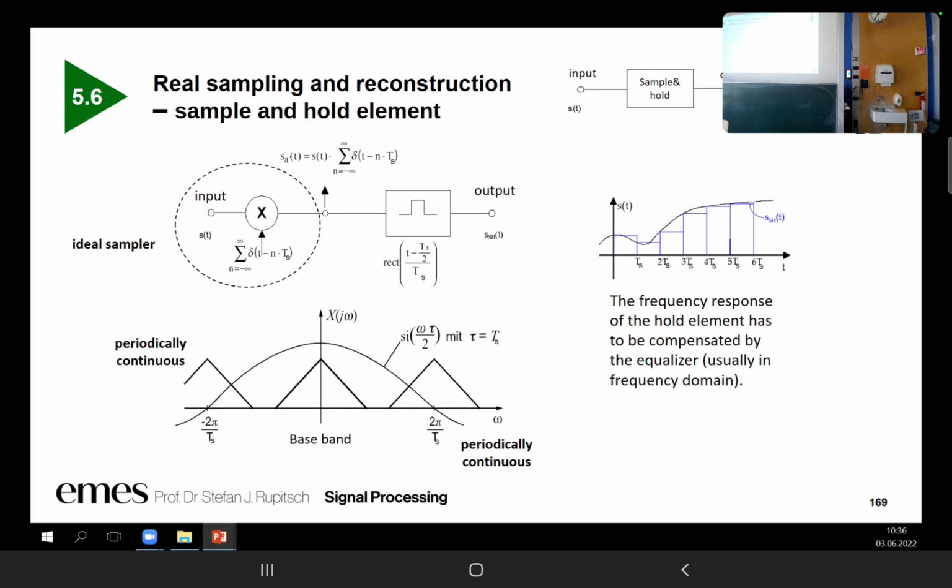Yeah. Here we have the multiplication. The blue line, the staircase, is the result of the multiplication.